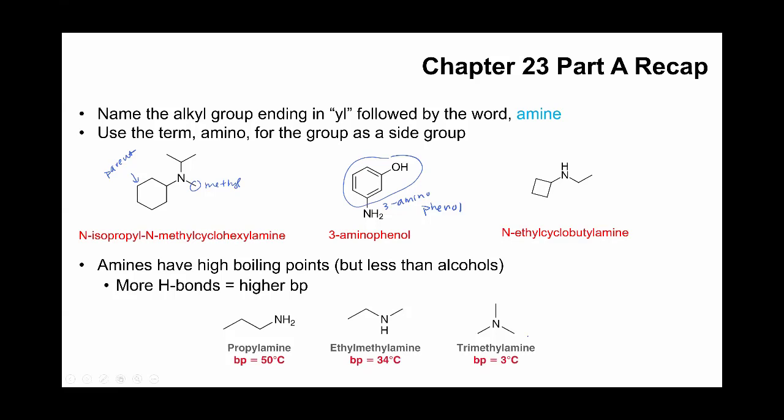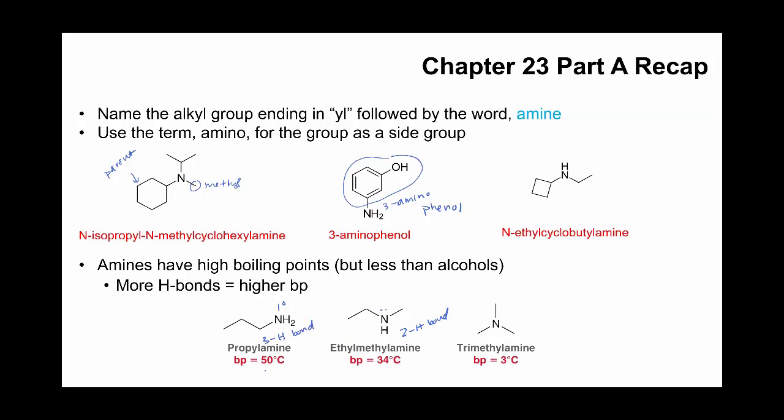All right, amines have high boiling points, but they're not as high as alcohol. And more hydrogen bonds equals a higher boiling point. So the NH2, the primary amine, has, let's see, 1, 2, 3 places that it can hydrogen bond. This one only has the 2. So 1 from the lone pair of nitrogen electrons and then the hydrogen. So this is 2 spots for hydrogen bonding, where the primary amine has 3 hydrogen bonding spots.